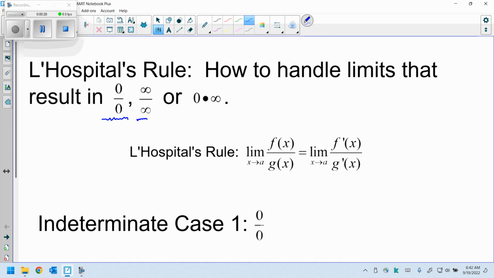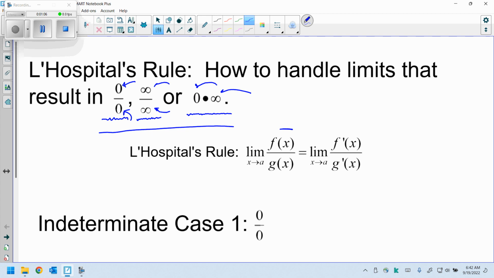What if we have a limit that results in infinity over infinity, or really close to 0 times some really huge number? What's the result of that? Because remember, we're only getting close to 0, and we're getting really huge in all of these cases. And so what is that ratio? Well, L'Hopital was a mathematician who said, if we're taking a limit and it results in one of these three scenarios, here's what we ought to do.